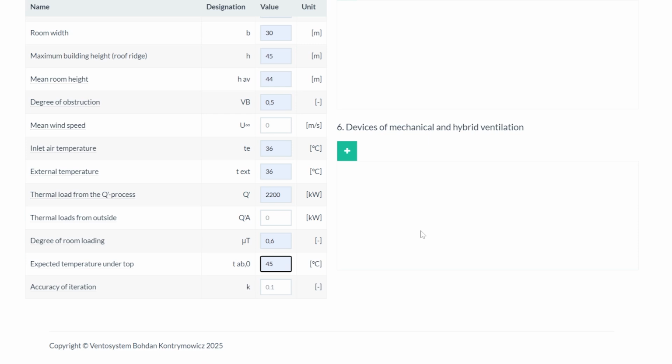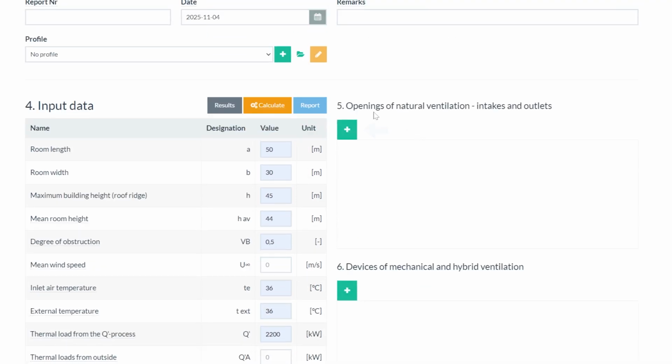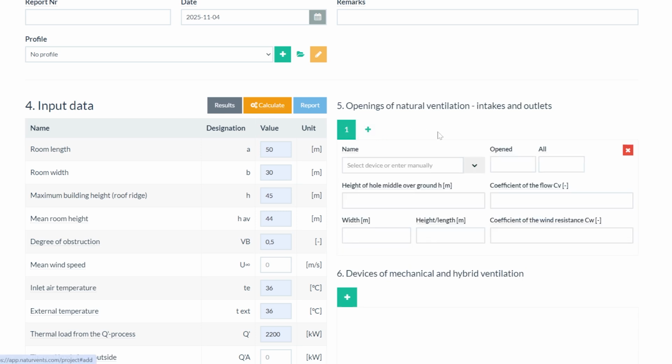Now proceed to adding individual supply and exhaust units. In this project, you will only use natural ventilation. You will learn about mechanical and hybrid ventilation in more advanced projects. Add natural ventilation units. You can add any unit whose aerodynamic flow coefficient CV is known to you.